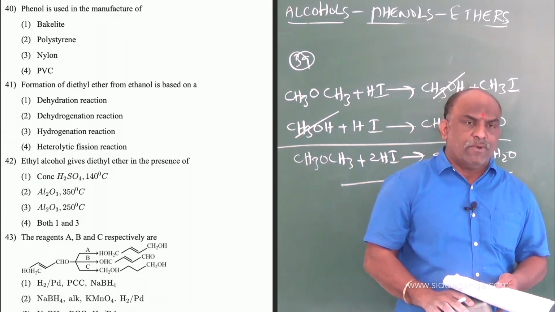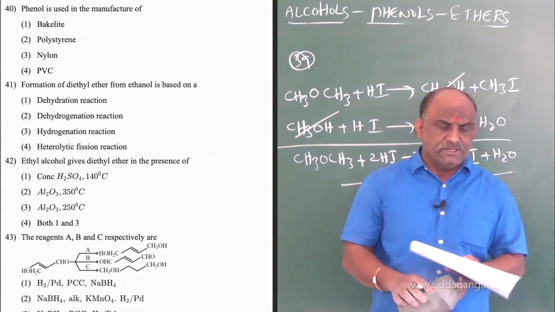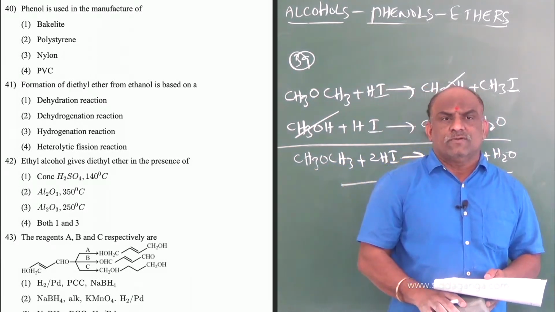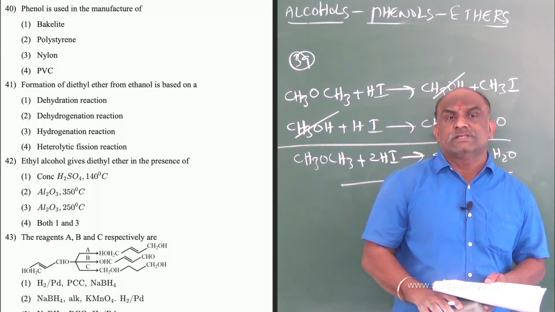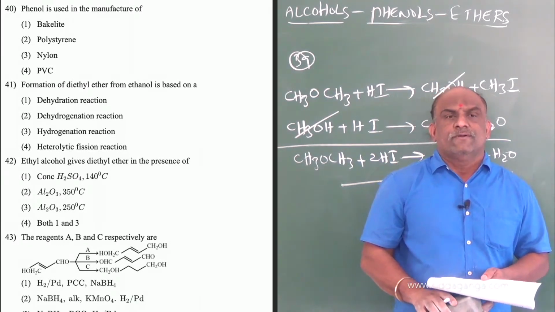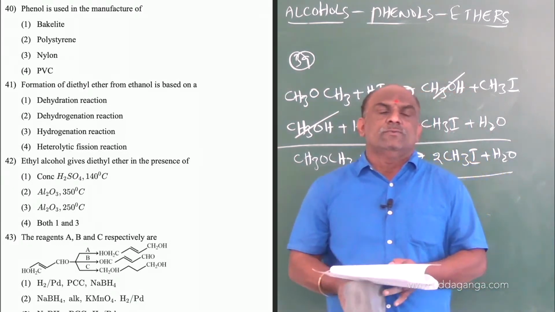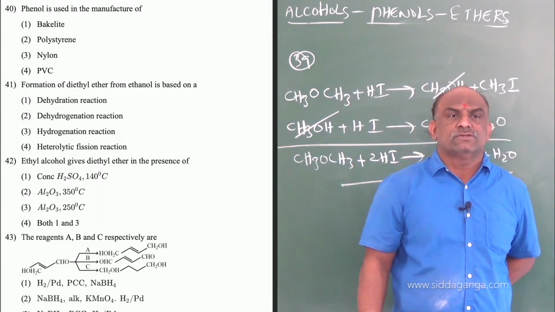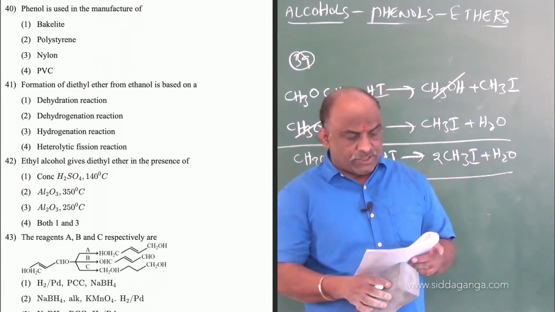We will discuss this in polymers. After completion of this organic chemistry, we will discuss a brief account of polymers: what the uses are and what monomers are present in the particular polymers. We will discuss it after completion of this. So make a note: phenol plus formaldehyde gives bakelite. So that is question number 40.